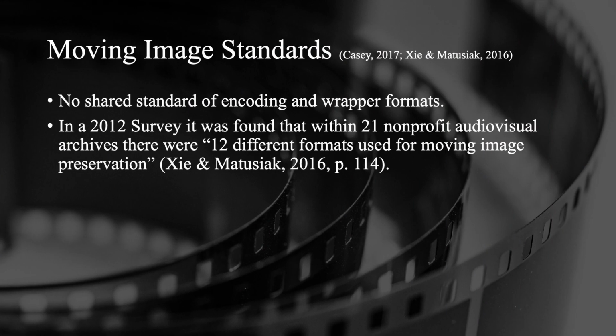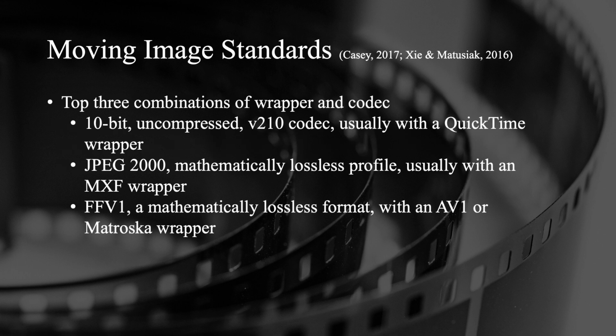Moving image standards are more complicated, as they have no shared standard for encoding and wrapper formats. In a 2012 survey, it was found that within 21 nonprofit audiovisual archives, there were 12 different formats used for moving image preservation. Currently, the top three combinations of wrapper and codec are V210 with a QuickTime wrapper, JPEG 2000 with an MXF wrapper, and FFV1 with an AVI or a Matroska wrapper.